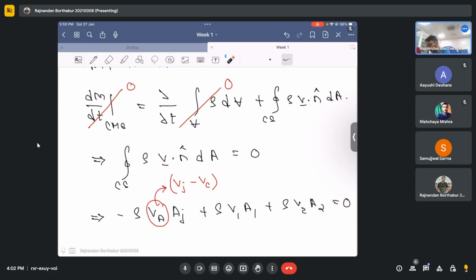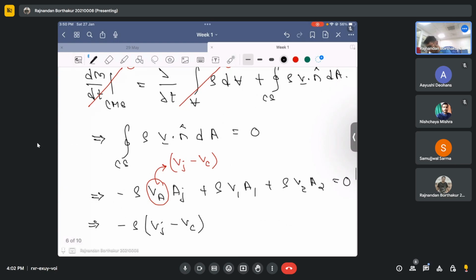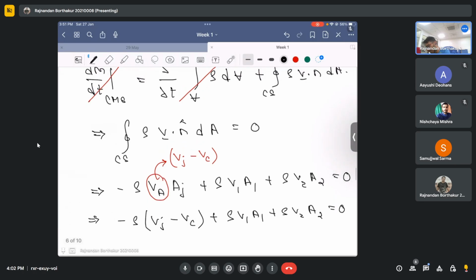I don't think you need to think more about this term. However, this bit is important to us. So if we simplify this now, it becomes rho times Vj minus Vc plus rho times V1 A1 plus rho times V2 A2. This becomes equal to 0.